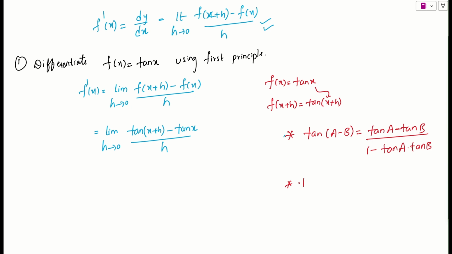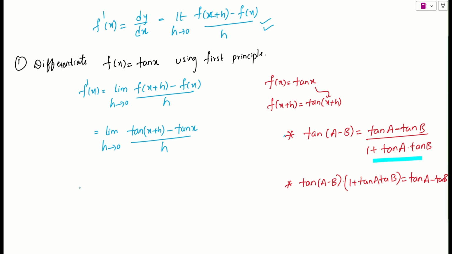What I will be getting? I will be getting tan of (a minus b) into (1 minus tan a tan b). Okay, so it should be plus, not minus. 1 plus tan a tan b must be equal to what? Tan a minus tan b. See, simply what I have done: this denominator I have sent to the left side.